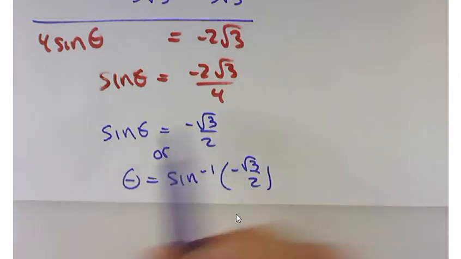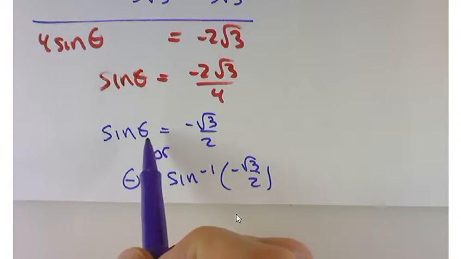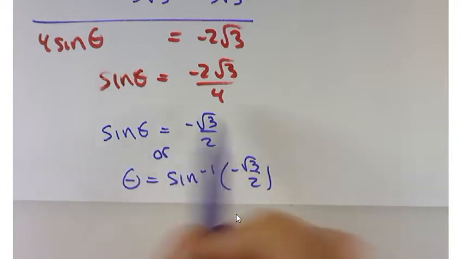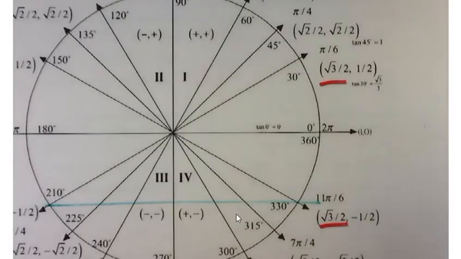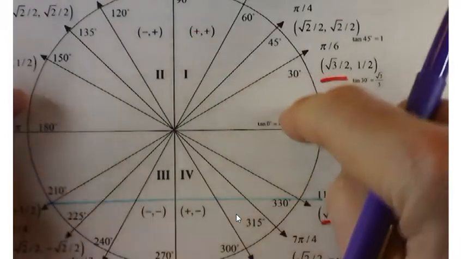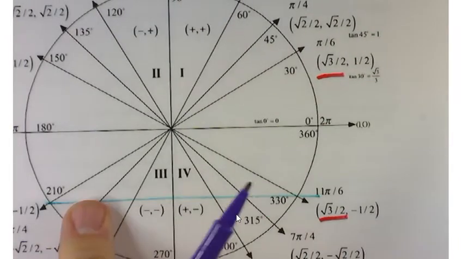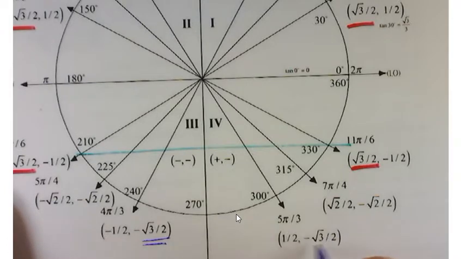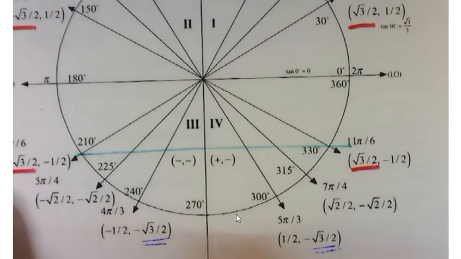But what you're looking for is the place on the unit circle with a y-coordinate, or an angle with a y-coordinate of negative root 3 over 2. So take out your unit circle. Y-coordinate is negative. That's going to be in quadrants 3 and 4. Negative root 3 over 2. That's this angle and this angle.